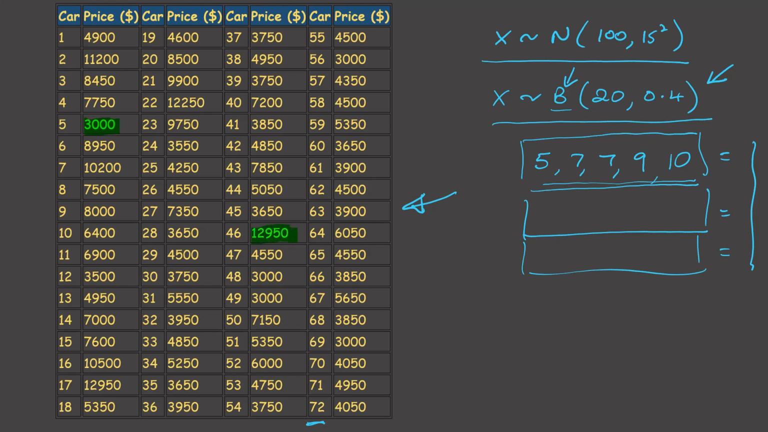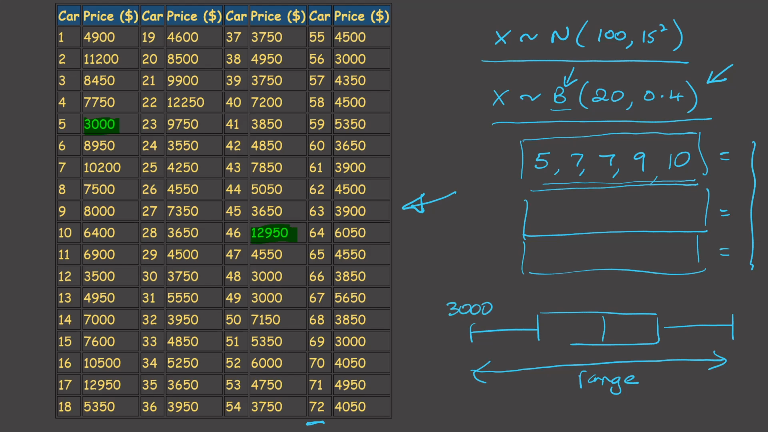So when we look at the range of car prices, let's say we were to produce a box plot. I'm not saying that's an accurate box plot for this data, but we know that the range is the entire length of the box plot. I managed to spell range as rage there. And that would therefore go from 3,000 at this end up to 12,950 at this end. And so that would be the range.